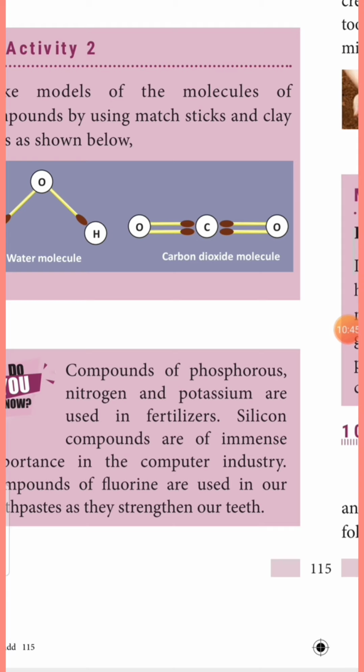In our day-to-day life, a number of compounds are used for many useful purposes. For example, go and read the Do You Know section. Compounds of phosphorus, nitrogen and potassium are used in fertilizer. Silicon compounds are of immense importance in the computer industry. Compounds of fluorine are used in our toothpaste and they strengthen our teeth.